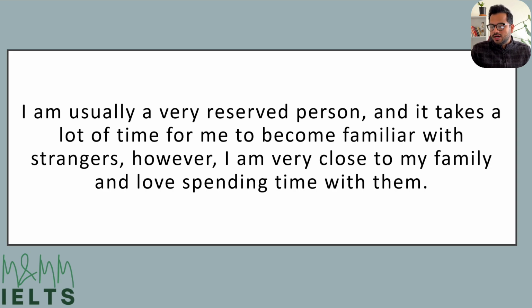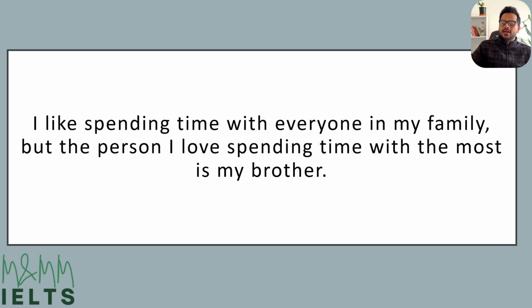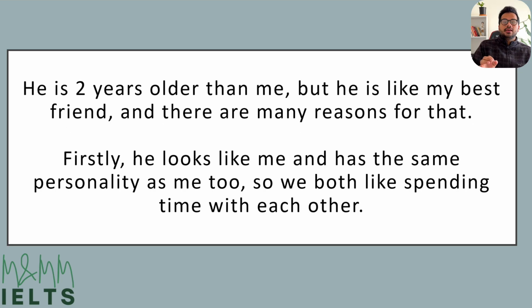So this is what I would start with, and then I'll say, I like spending time with everyone in my family, but the person I love spending time with the most is my brother. So you've given a very reasonable answer that I like spending time with everyone, but it's my brother who I love spending time with the most. Then he's 2 years older than me, but he's like my best friend, and there are many reasons for that.